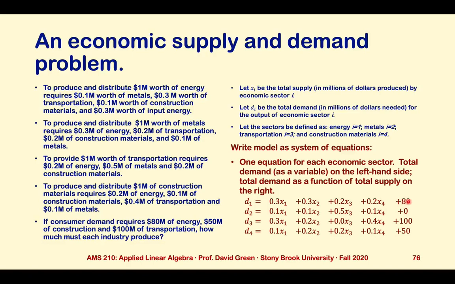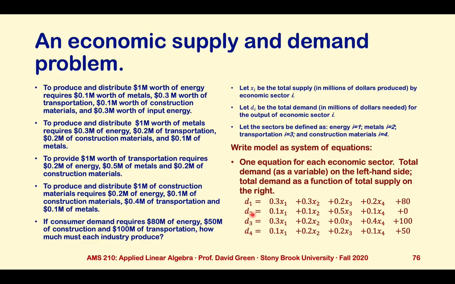So we have an extra demand of 80 million. These are all of the demands for energy, one for the production of each sector, and a final one for the consumer demand. We do the same thing for each sector.